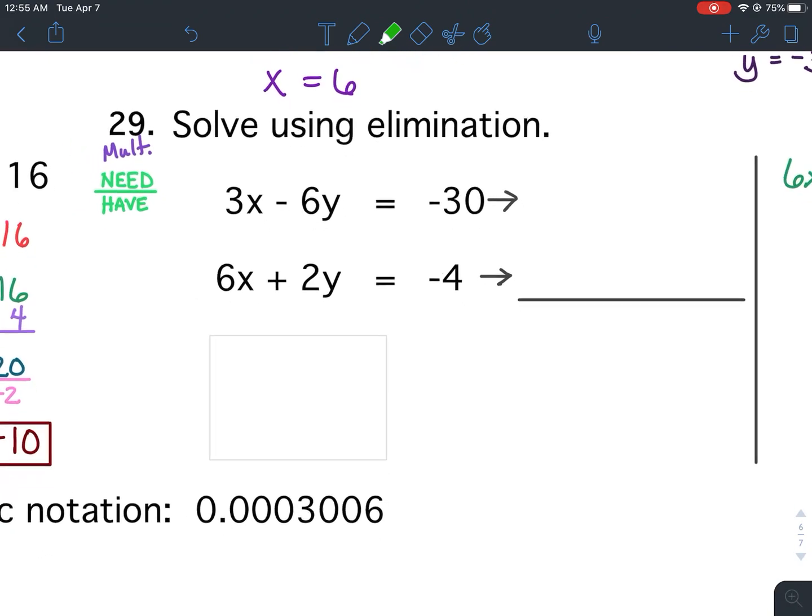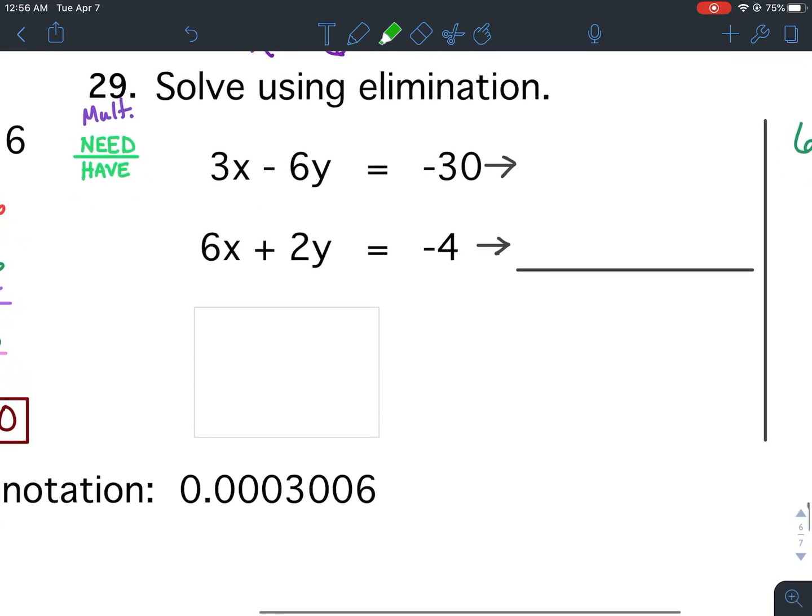Solve using elimination. So that means I need to manipulate one of these equations so I have opposites and so I can eliminate a variable. So this is where you have to start by asking yourself, do you already have opposites? No, I don't have opposite terms, like I don't have a positive 3x and a negative 3x. So then you look for identical terms, 2 3x's or 2 y's or something like that, where if you multiplied by negative 1, you would then have opposites. Well, I don't have that.